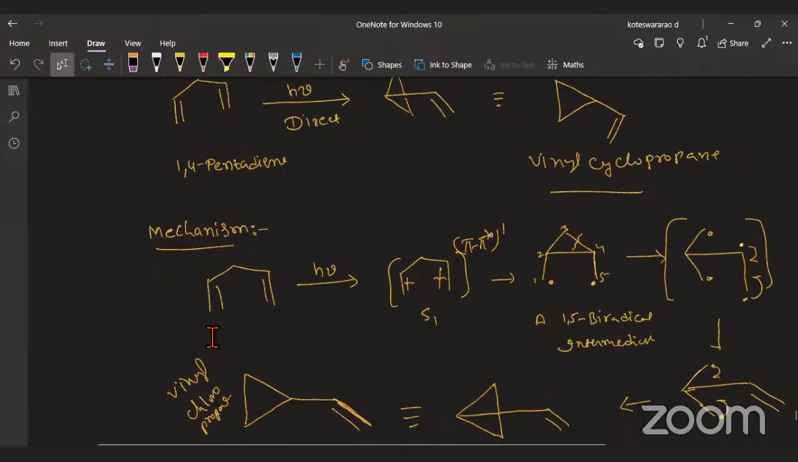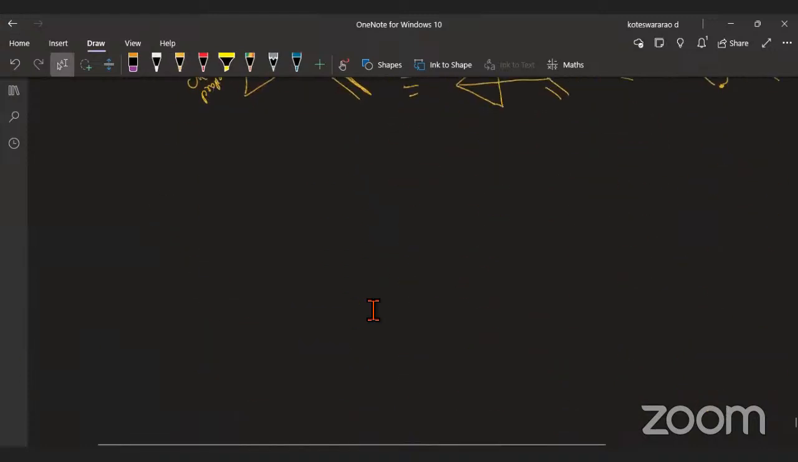We have several examples. You can open your book and practice the mechanism for every example in the book. If you have any doubt, you can ask me in the next class, or otherwise write it on a white paper and post it in the Telegram group. I will give the clarification. Okay. This is about the photochemistry of conjugated double bonds.